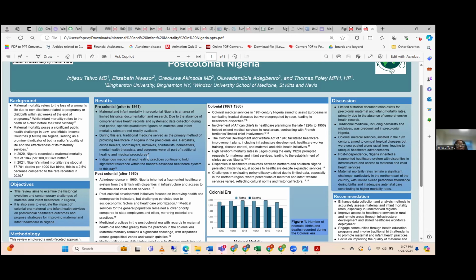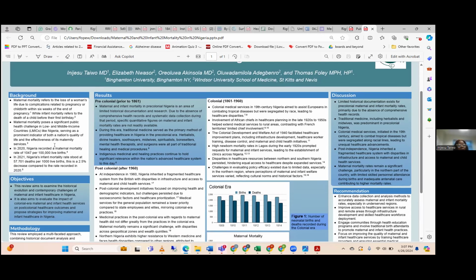And in 2020, Nigeria recorded a maternal mortality rate of 1,047. Globally, Nigeria is the fourth country with the highest maternal mortality rates. And in 2021, the infant mortality was 57 per 1,000 live births.